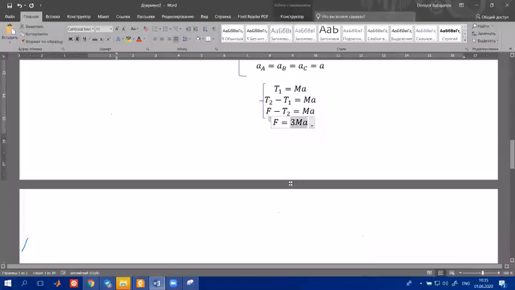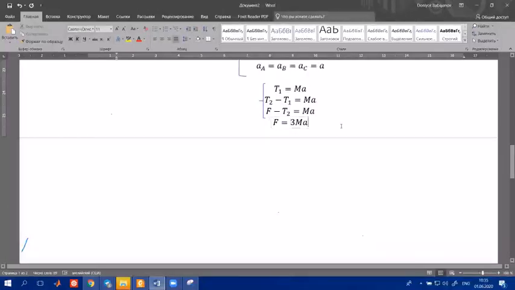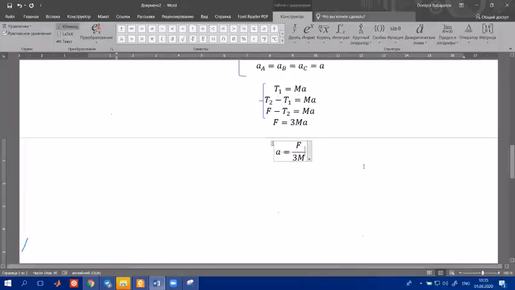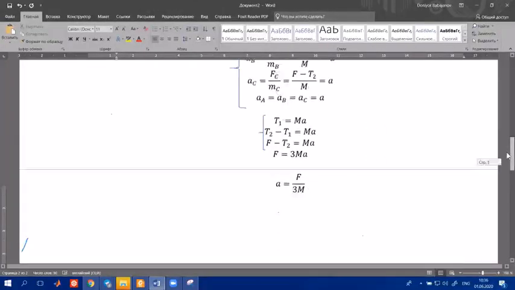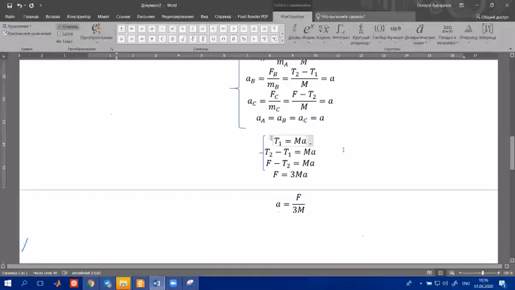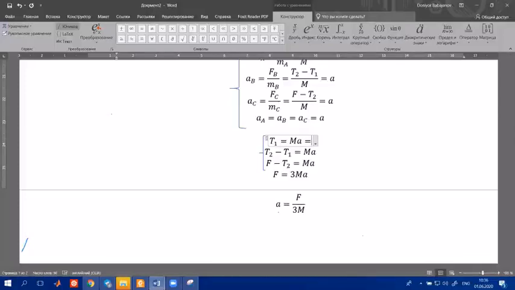And then finally we can find acceleration from the last equation. Acceleration is force divided by 3 mass. This is acceleration of A. Now we can find tension T1 from this equation. So we know what A is, F divided by 3m. Substitute A to here, then you get F divided by 3 because m cancels out.